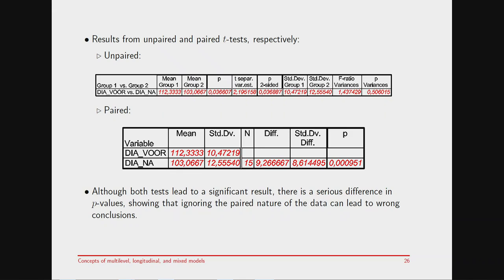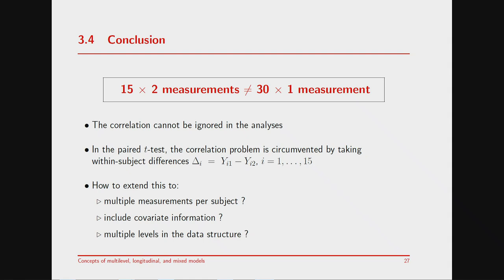So this shows that ignoring the correlation is a problem. Because if you ignore the fact that there's a link between these two sets of observations, then suddenly you end up with a p-value which is way too high. So from a statistical perspective, and I think you could already have guessed this, having 15 subjects measured twice is completely different from having 30 subjects measured once. This is a paired t-test. This is a two-sample t-test.